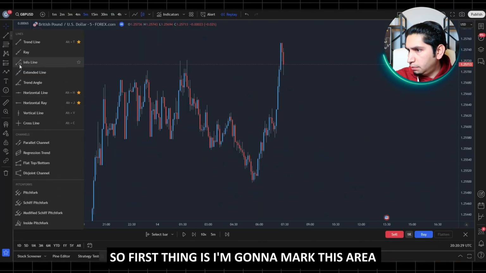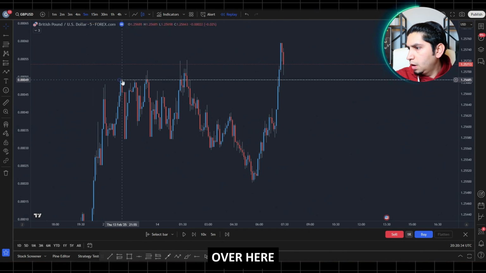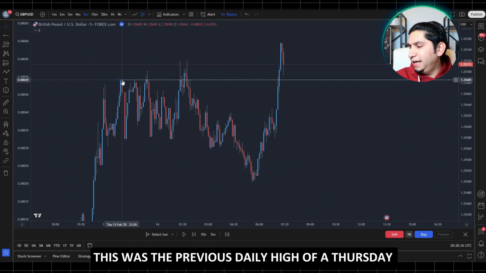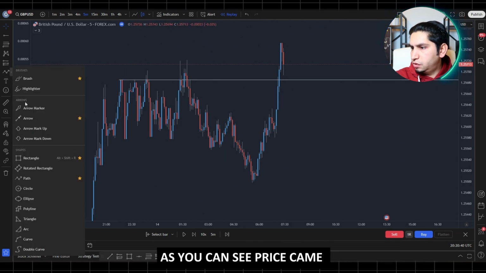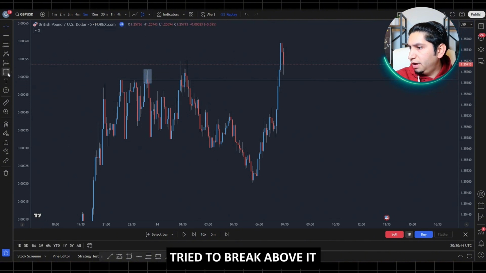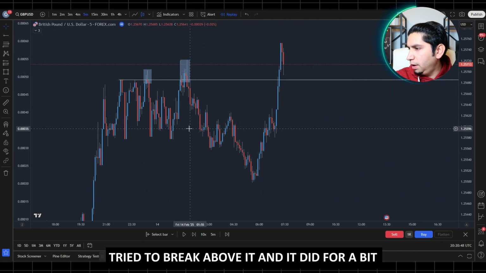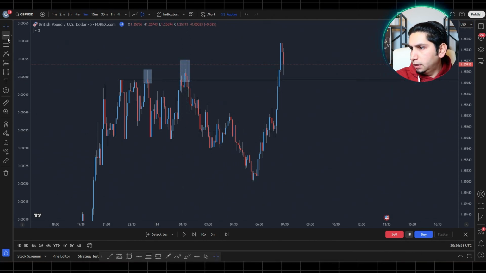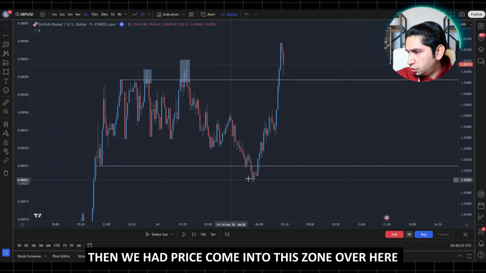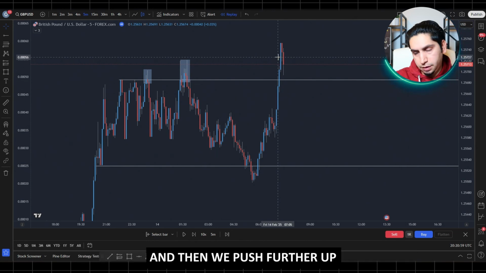So first thing is, I'm going to mark this area over here. This was the previous daily high of Thursday. As you can see, price came, tried to break above it, it failed. It came here, it tried to break above it, and it did for a bit, but again it failed. Then we had price come into this zone over here. It failed to have a proper breakdown to the upside, and then we pushed further up.